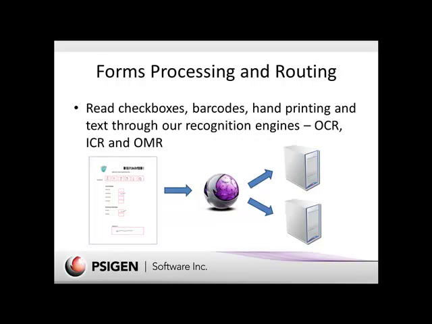So we bring real forms processing power and routing to the table with the ability to read checkboxes, barcodes, hand printing, and text through our recognition engines. We can do optical character recognition for computer-generated text, intelligent character recognition for hand printing, and then our optical mark recognition engine can be used to read checkboxes, which really lends itself nicely to the whole eQuill notion of electronic forms. So once I extract that data and route that form, I have the ability to route either the document and the data, or either or, to different repositories.